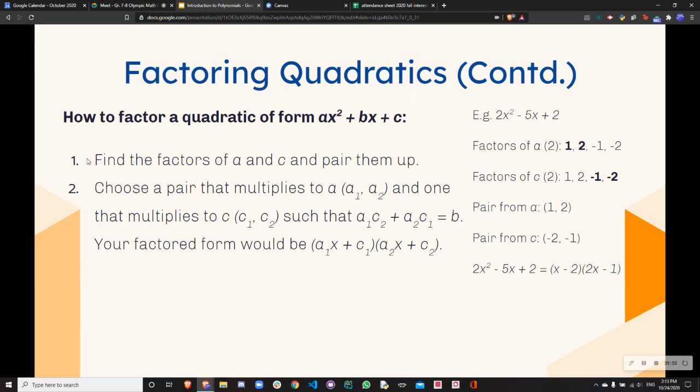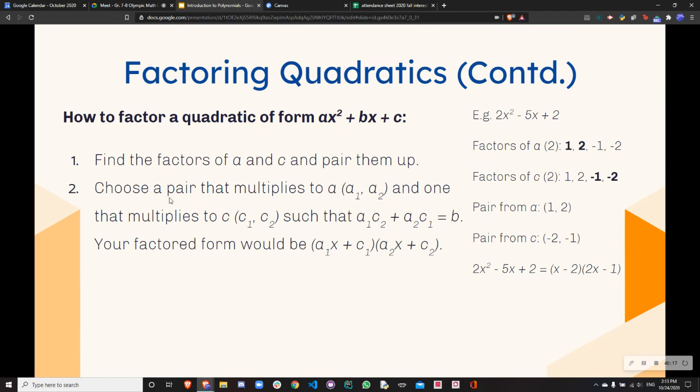First thing is to find the factors of a and c and pair them up. When I say factors, I also want to include negative factors. Basically you pair them up: the ones that multiply to get a, and the ones that multiply to get c. That's what I mean by pairing them up.